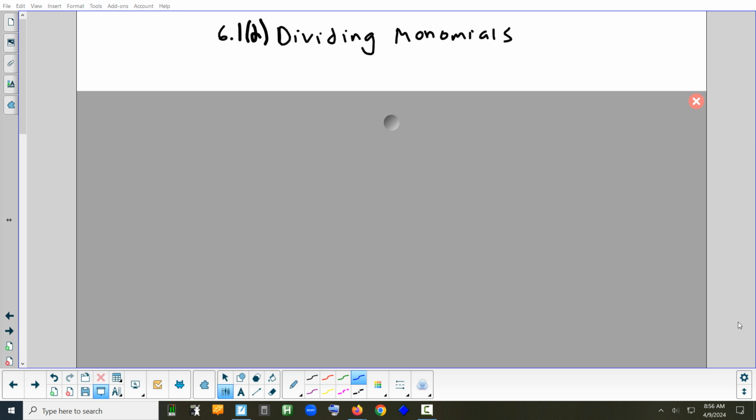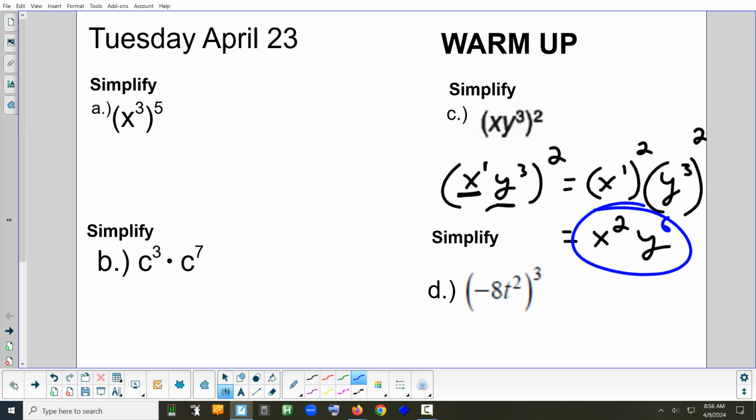All right, today we're going to continue looking at 6.1. So yesterday we did multiplying monomials, and we had 3 different rules we looked at. We had a rule for when you multiply 2 things with the same base. What do you do with the exponents? And then, like in example B here, what would you do with them? And how would you combine them? Yep, add the exponents.